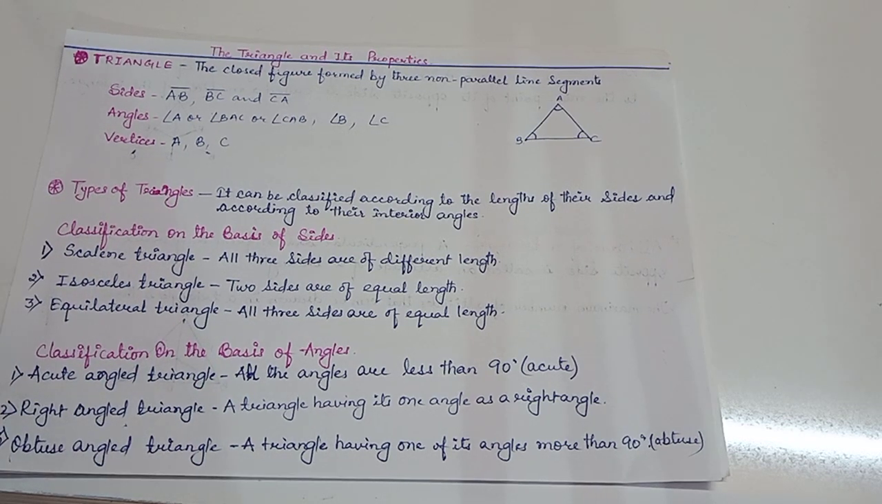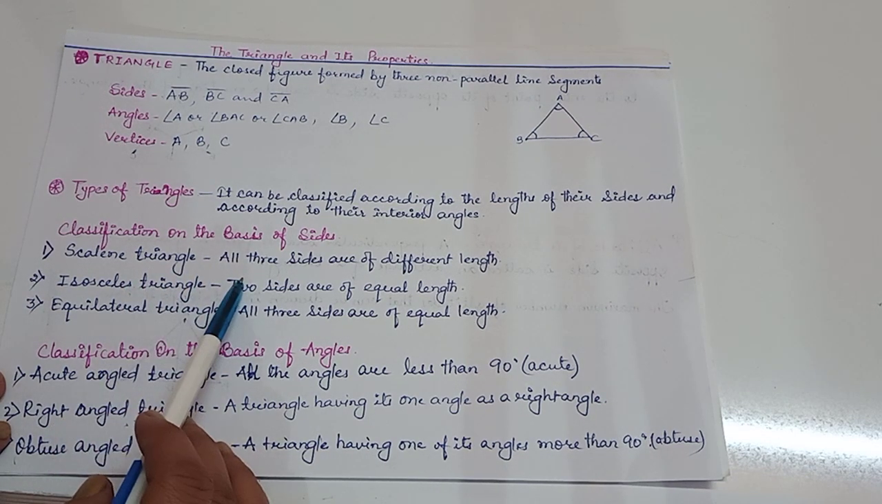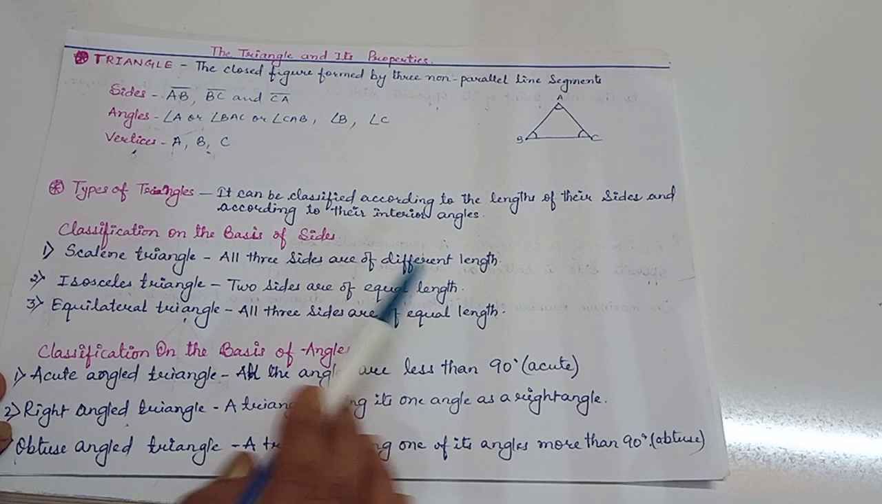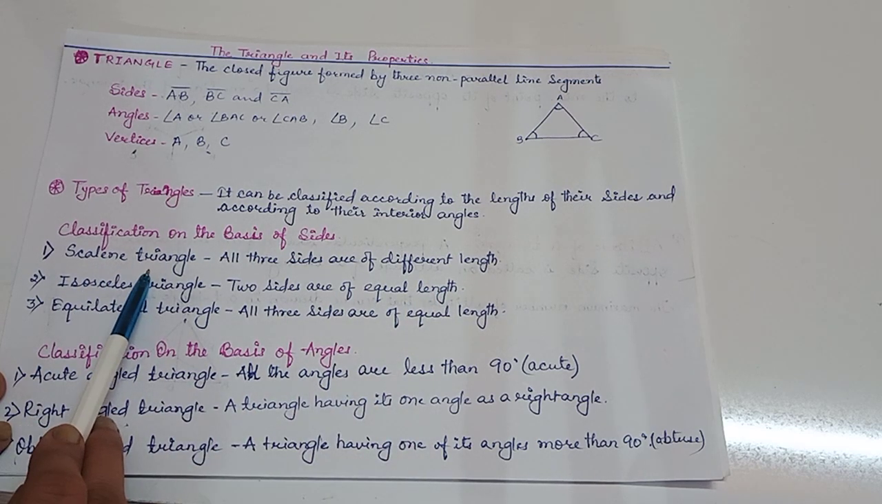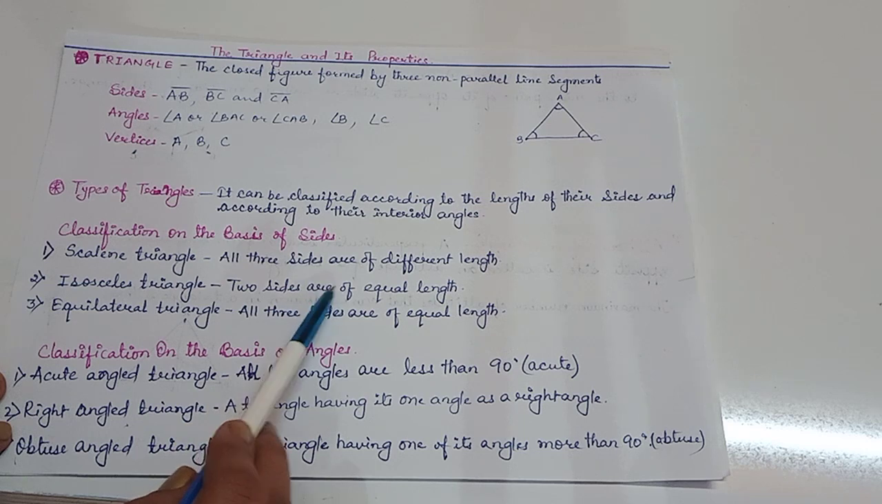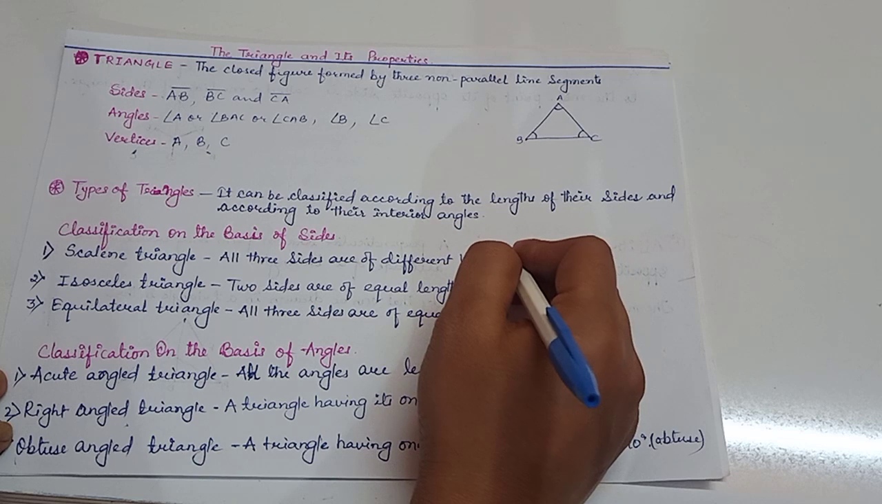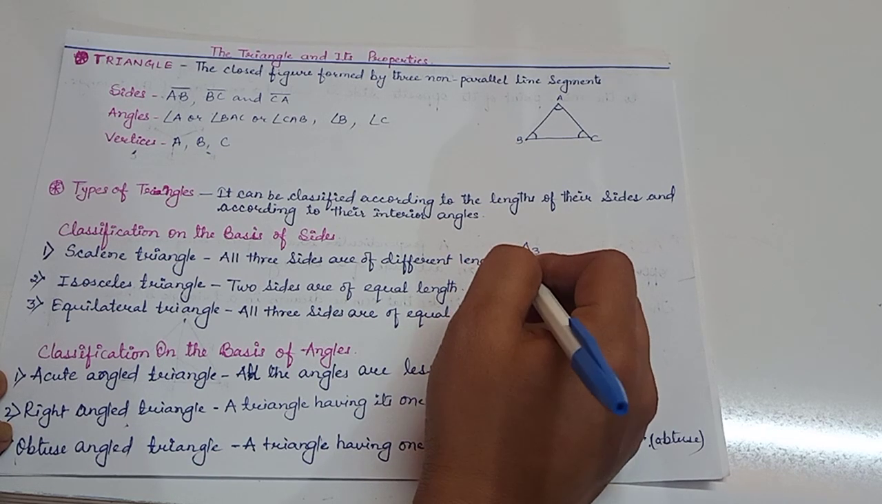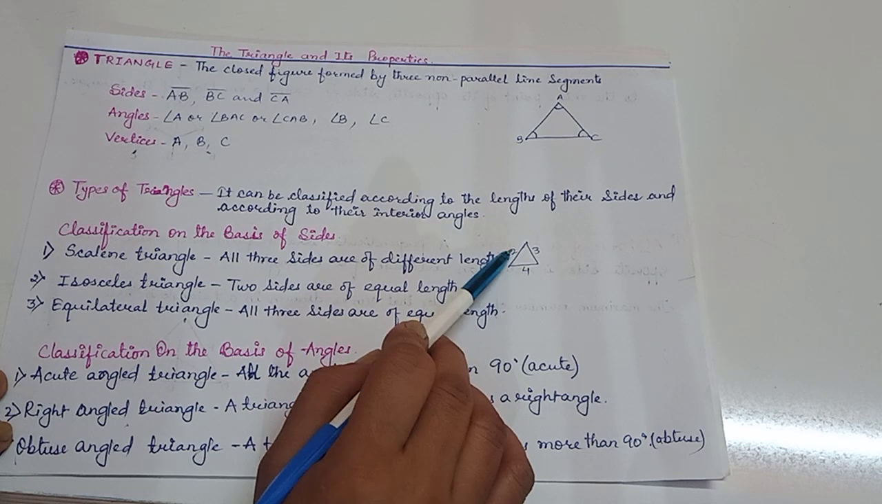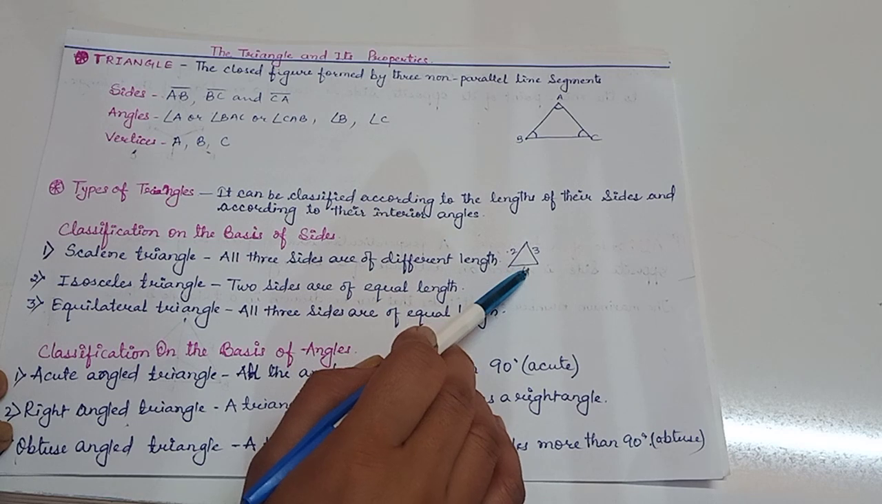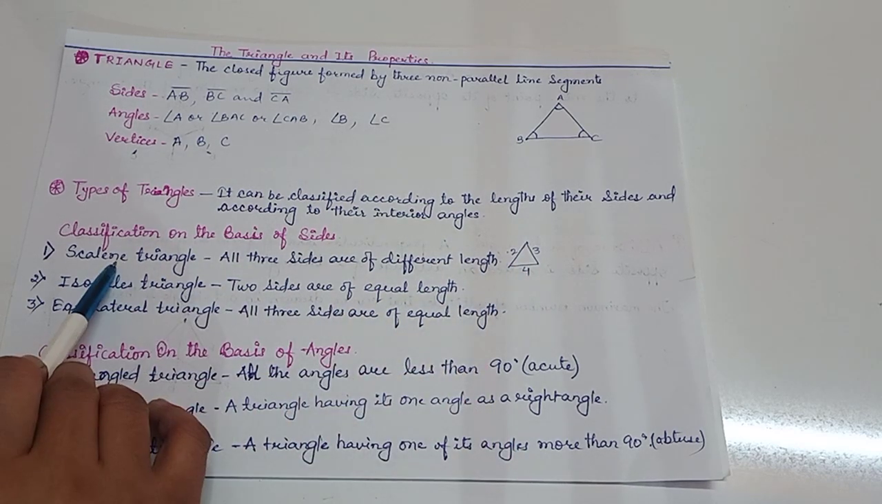Now we can classify triangles on the basis of two things. First is sides and the other is angles. How can we classify them on the basis of sides? If all three sides are of different length, then it forms a scalene triangle. Like here, if I give you an example, this is a triangle. If I say this is 2 centimeter, 3 centimeter and this is 4 centimeter, you can see all the sides are different. Since all the sides are different, it is a scalene triangle.